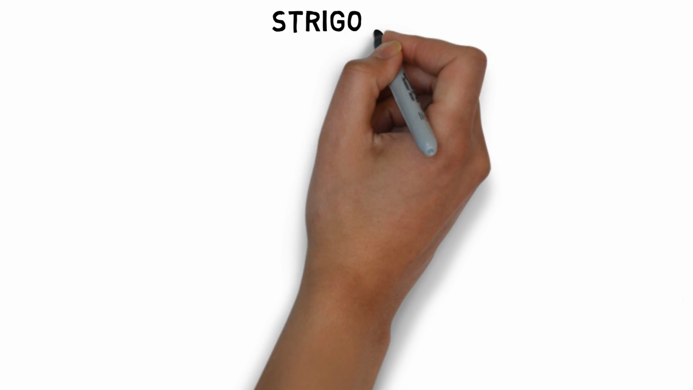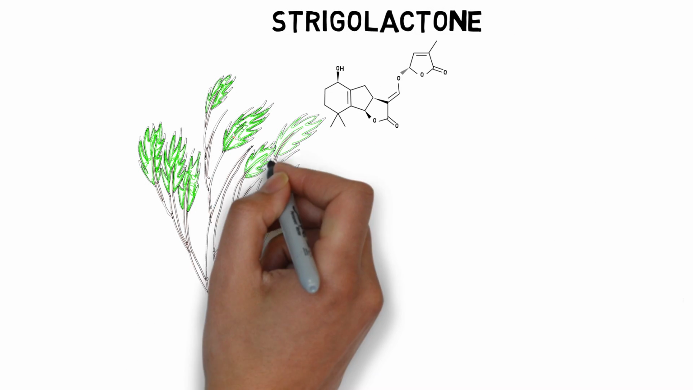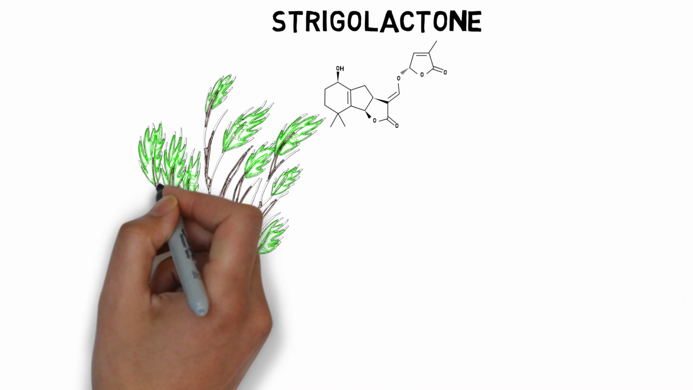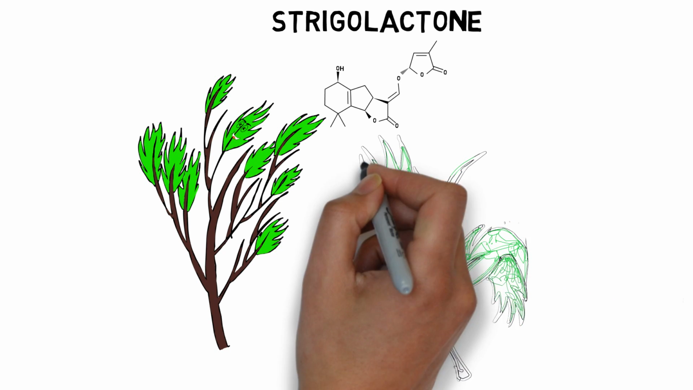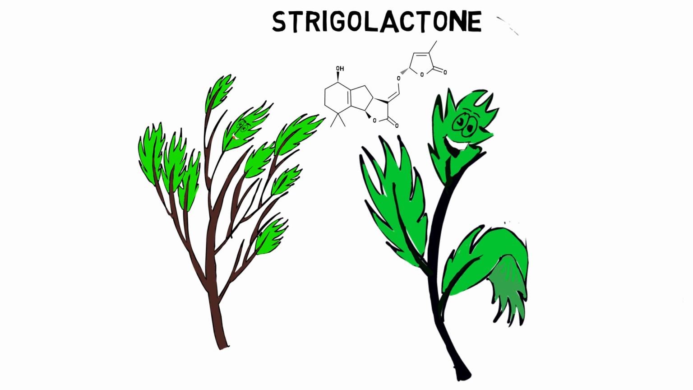Strigolactone is the branching hormone. This hormone keeps all the buds along the stem from sprouting at the same time. If we were to reduce the levels of this hormone, which we can actually do by manipulating the activity of genes, we would have gotten a very branchy plant.